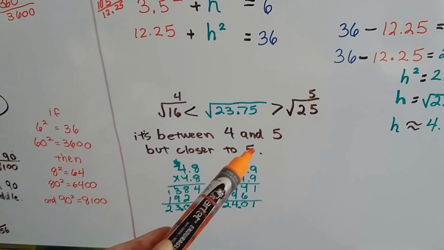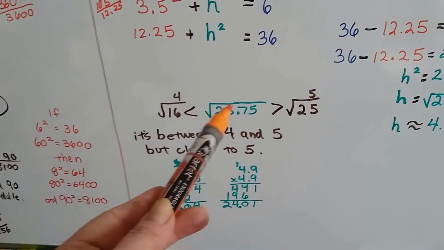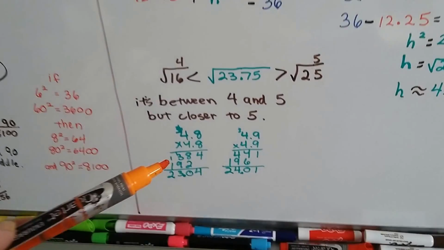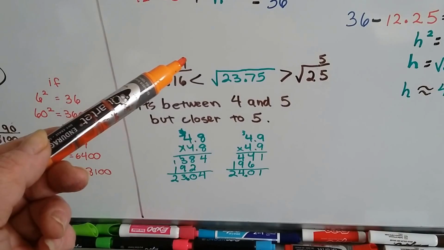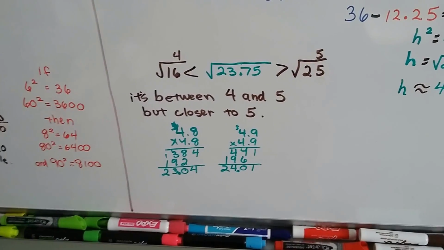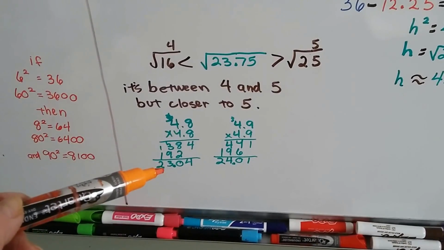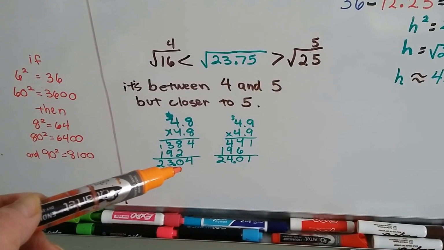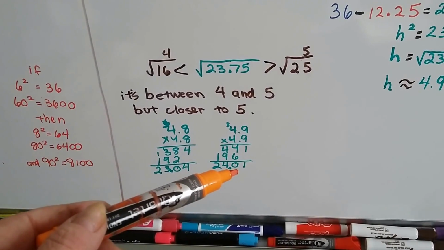And it's closer to 5 because 23 is really close to 25. It's not that close to 16. So let's try 4.8 and 4.9 because we know it's going to be a decimal because it's in between 4 and 5. So it's like 4.5, 4 3/4. So 4.8 times 4.8 is 23.04, and 4.9 times 4.9 is 24.01.